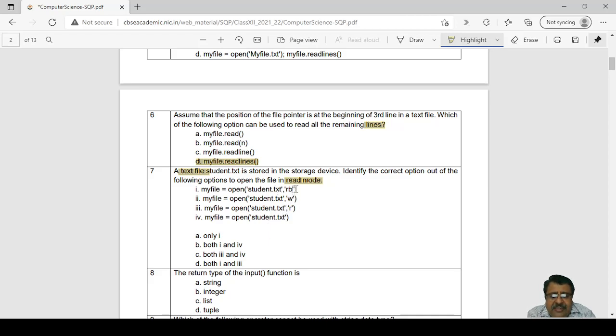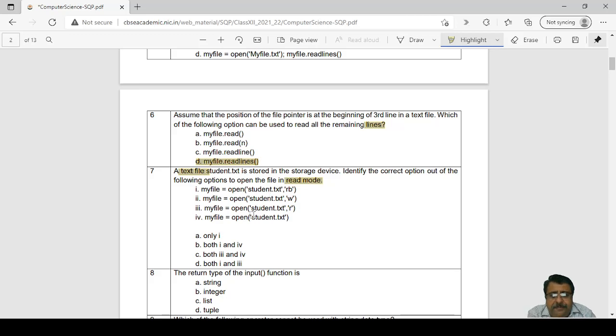So first option is rejected because it is rb. B stands for binary. It is a text file. Then second option is rejected because it is opening in the w mode, that is the writing mode. But we have to open in the reading mode.